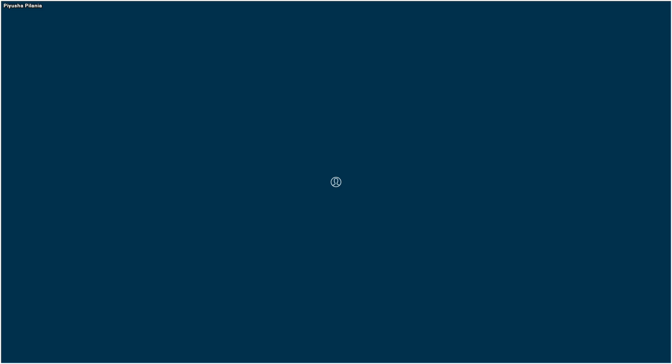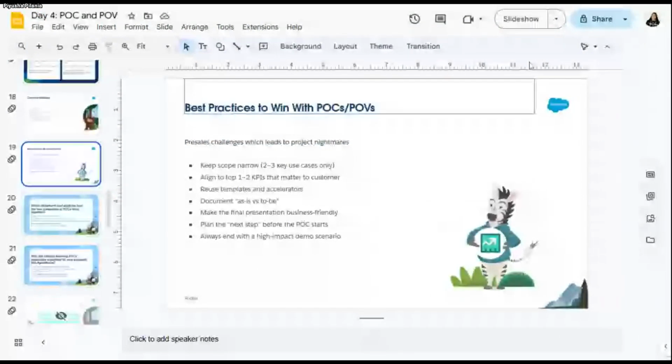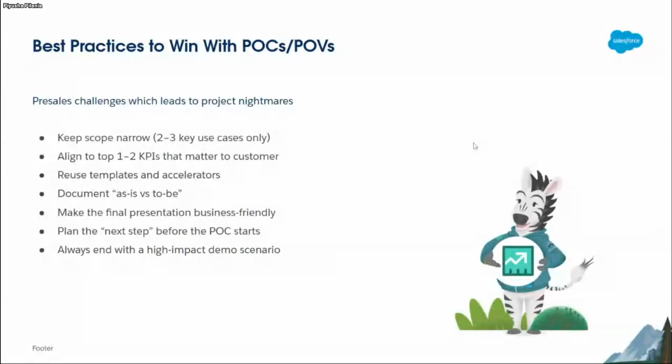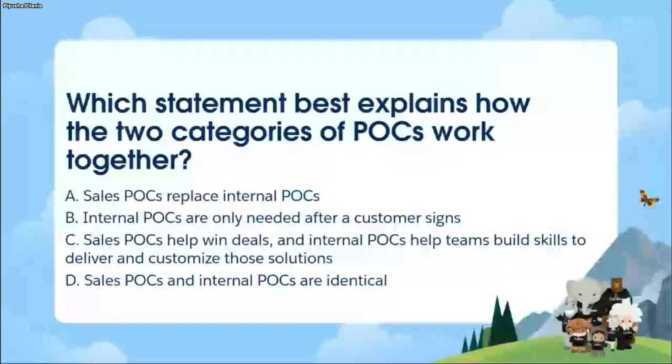Let me share my screen first, and then let me do the slideshow. Okay, so this is a question: which statement best explains how the two categories of POC work together? Awesome. C is the correct answer.